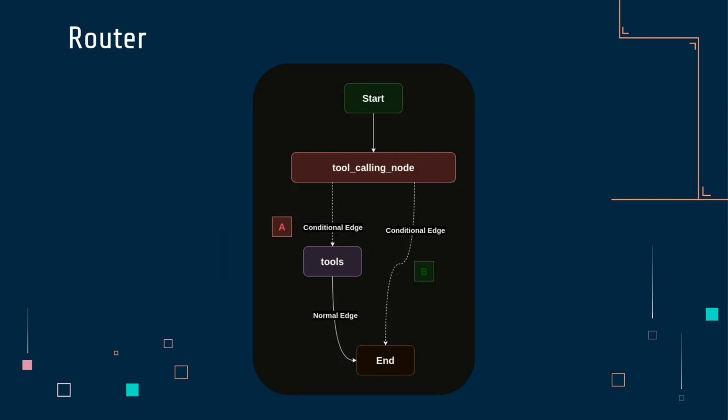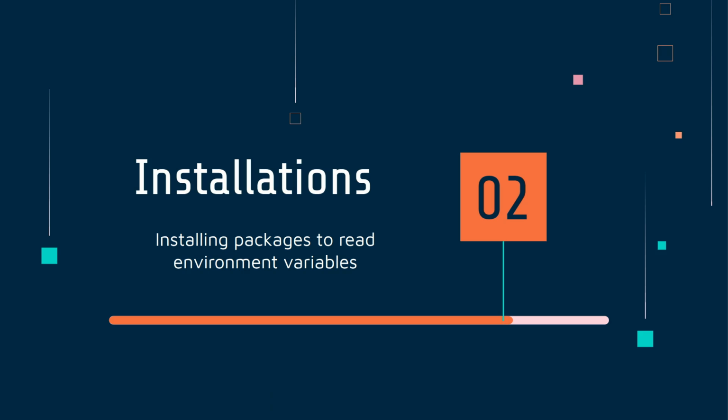So a router receives a user query and decides which path to go, either path A or path B, depending on the user's question, right? So let's jump in and learn a couple of things. The first thing you're going to be doing is learning how to install the different packages. You're going to install a package called python-dotenv, and you're going to use this package to read environment variables that you're going to be seeing in just a second. Okay, so let's go ahead and do that.